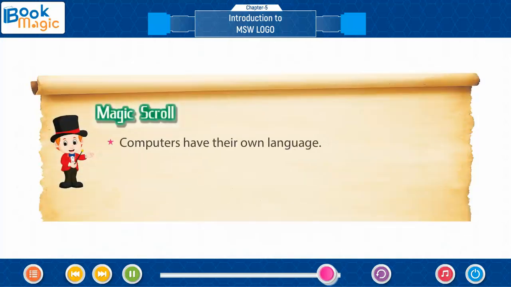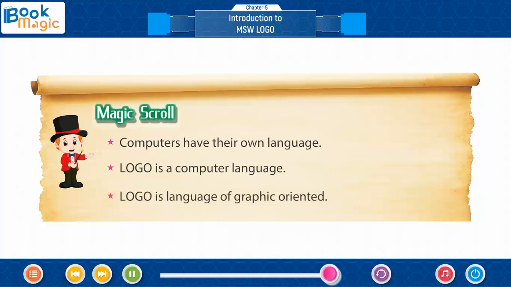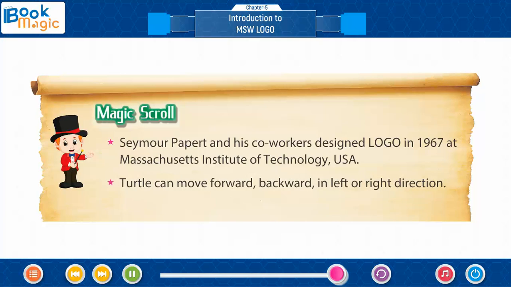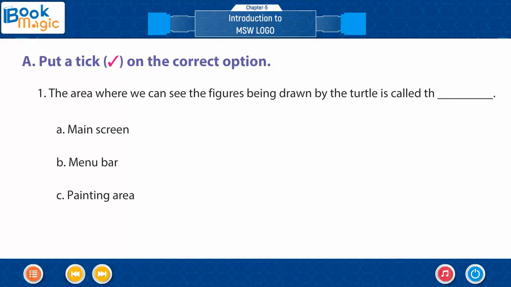Magic scroll. Computers have their own language. Logo is a computer language. Logo is Language Of Graphic Oriented. Seymour Papert and his co-worker designed Logo in 1967 at Massachusetts Institute of Technology, USA. Turtle can move forward, backward, in left or right direction. Type bye to exit Logo. A. Fill in the blank.